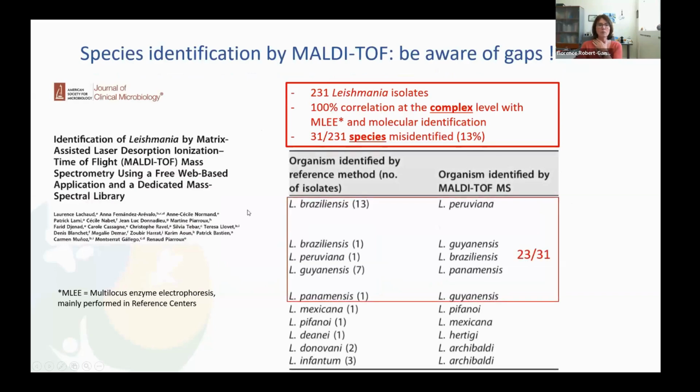methods. This has been shown in this study here, comparing MALDI-TOF to the reference method MLEE. And you see that regarding this species complex, there has been a quite high number of misidentifications between braziliensis, guyanensis, panamensis, and peruviana. So this means that it's a problem when you have to choose a treatment for the patient.